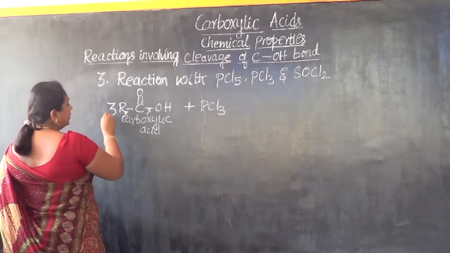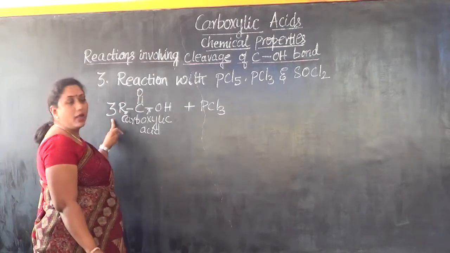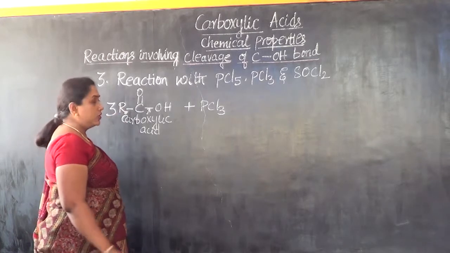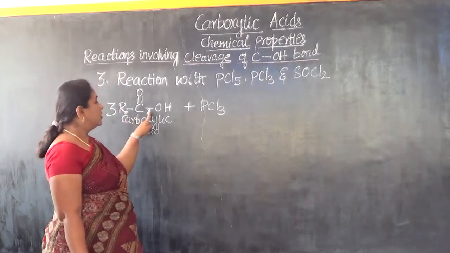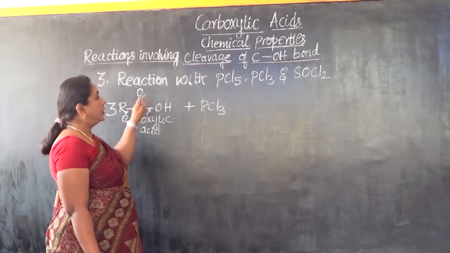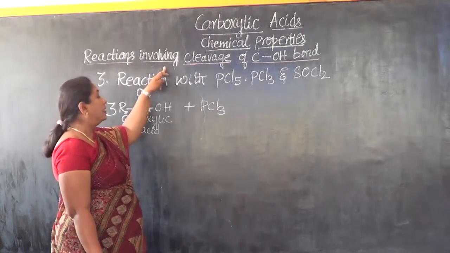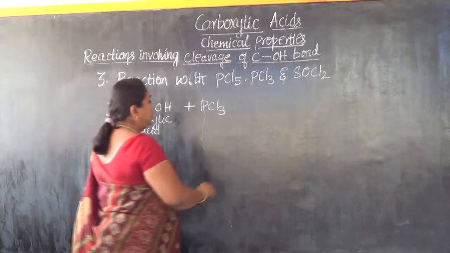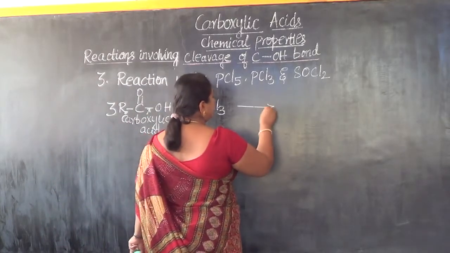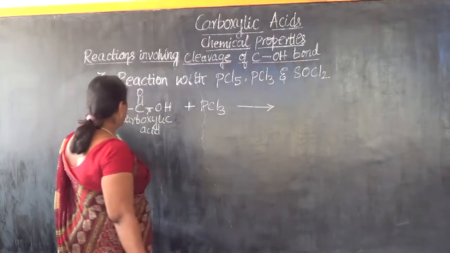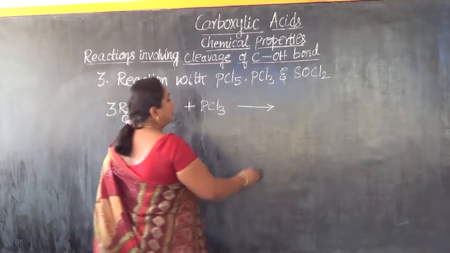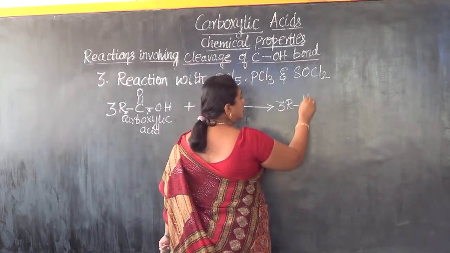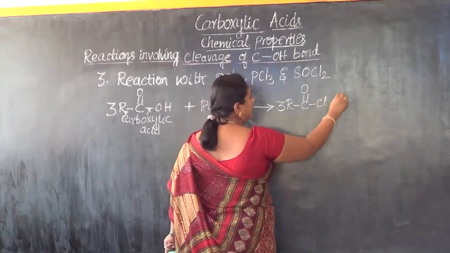When we are considering trichloride, dear students, to balance, introduce the coefficient 3 in front of the carboxylic acid. Again this reaction involves a cleavage of the C-OH bond, as we are studying under the same title now. The OH will be replaced by the Cl. There are 3 molecules of that, so the product obtained will be 3 molecules of RCOCl.